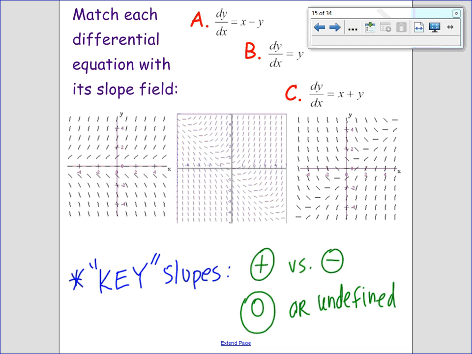By considering for what values of x and y my slopes would be 0, undefined, positive versus negative, I can make the matching process more efficient.